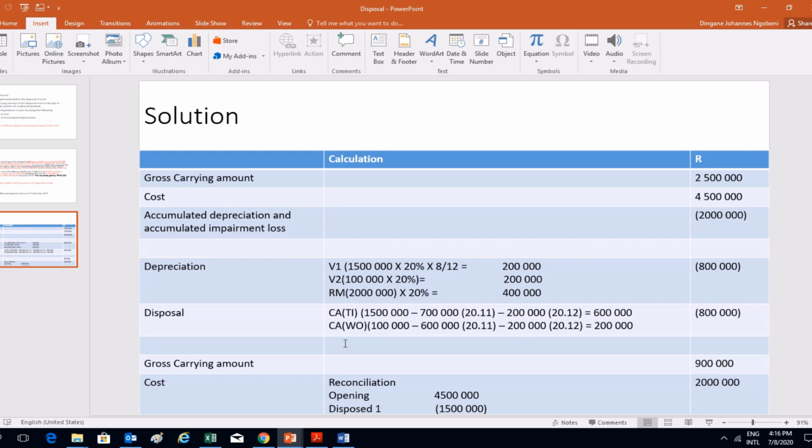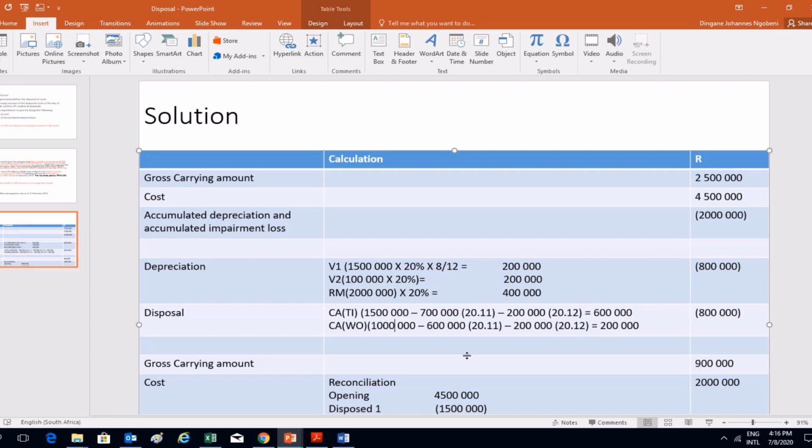What about the carrying amount of the written-off vehicle? It was written off. It was how much? 1 million. Then I was given the accumulated depreciation for 2011. Then I calculated depreciation for 2012. Then 1 million minus 600,000 minus 200,000. It gives me how much? 200. 200 plus 600, it gives me now 800.